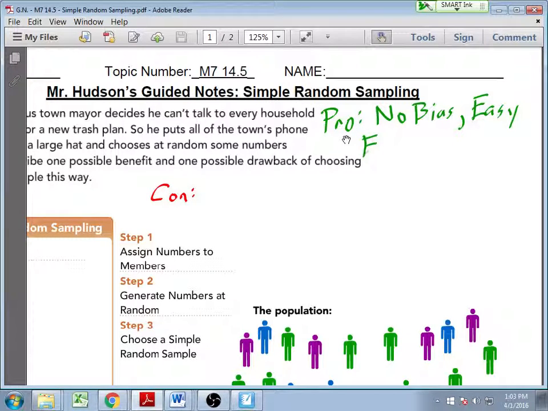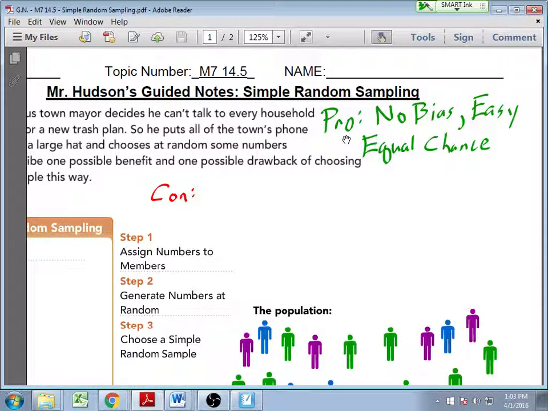So, another pro is equal chance. Every person has an equal chance of being picked. If I did convenience, only the people convenient to me have a chance of being picked. If I chose systematic, there's a system determining everything. Everybody has an equal chance here, which is why I like simple random more than anything else.